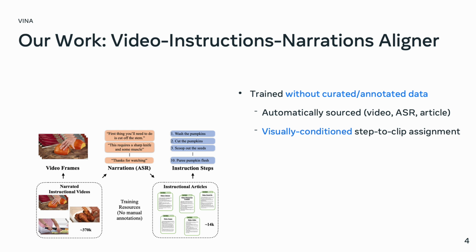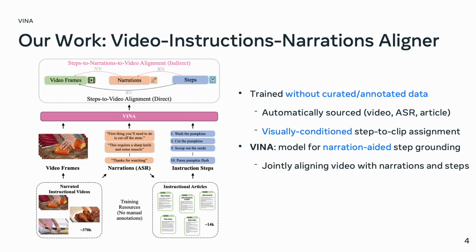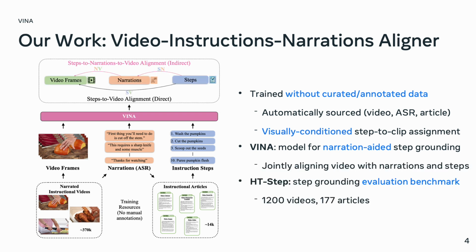To address these limitations, in this work we train with video article pairs that are automatically sourced from uncurated video collections and WikiHow. Video segments are automatically assigned to steps by looking both at the visual content and narrations. We also introduced a model for the task, called VINA, which jointly aligns video with narrations and steps, thus utilizing the ASR transcript for step grounding during inference.